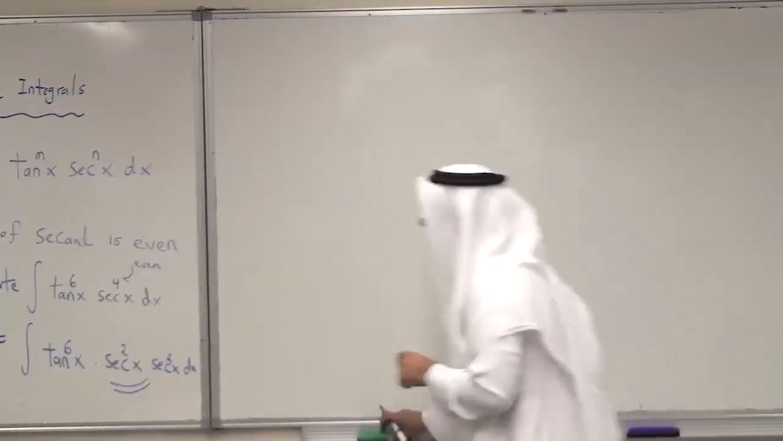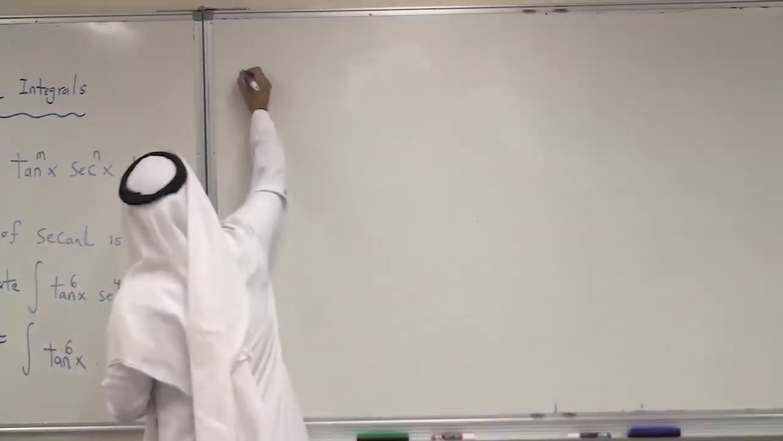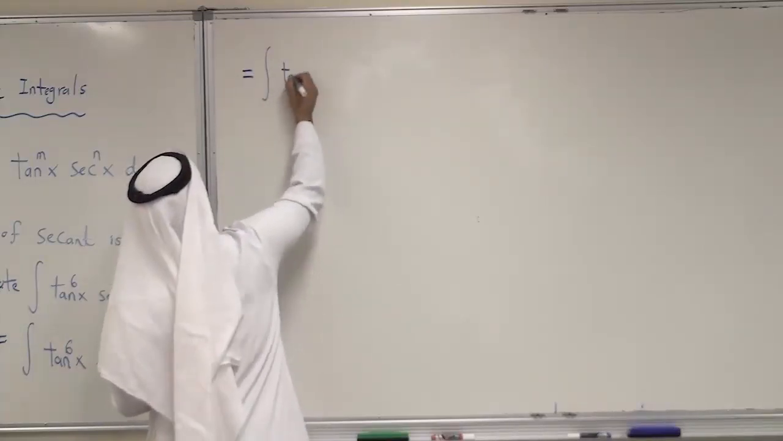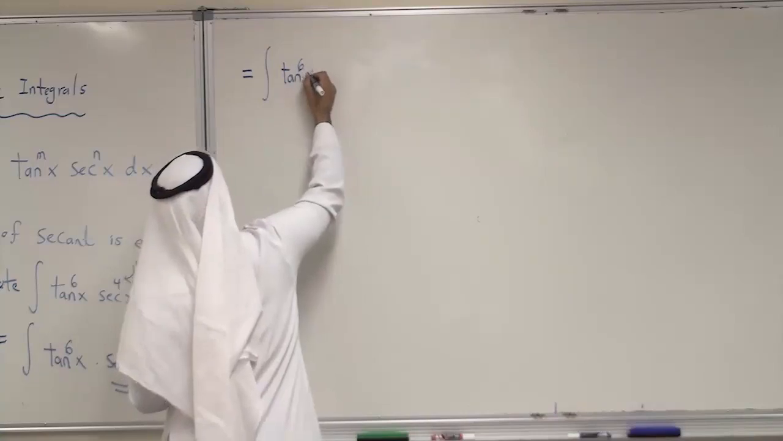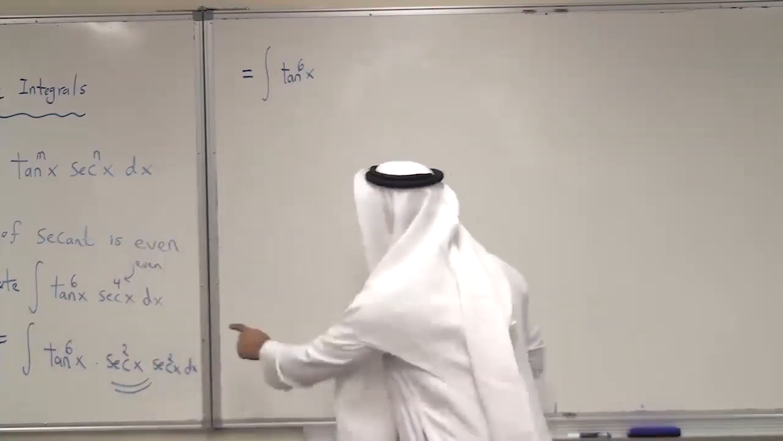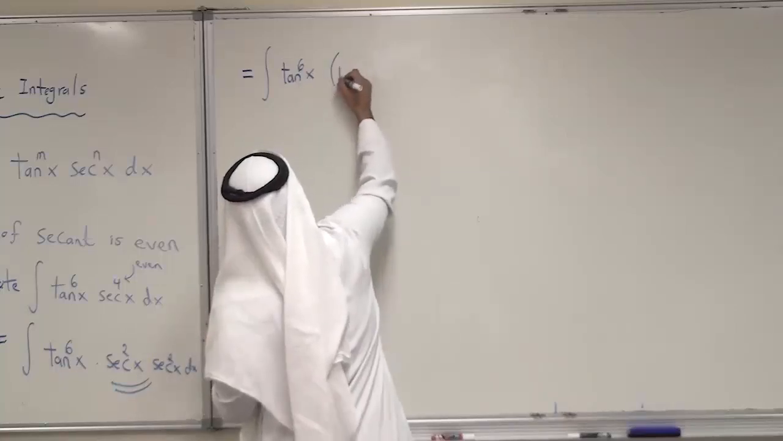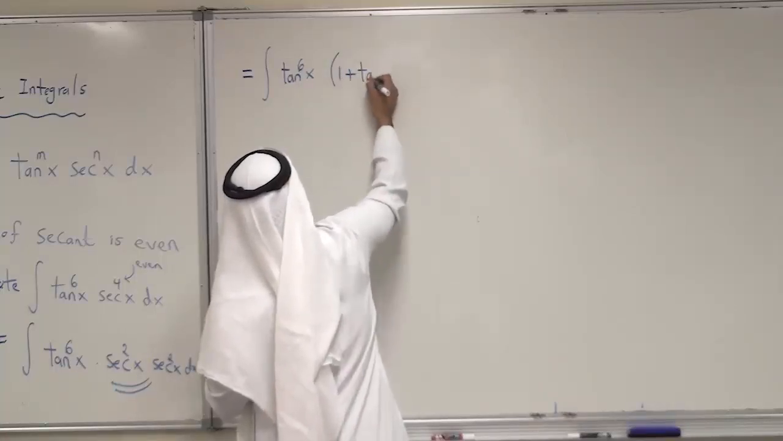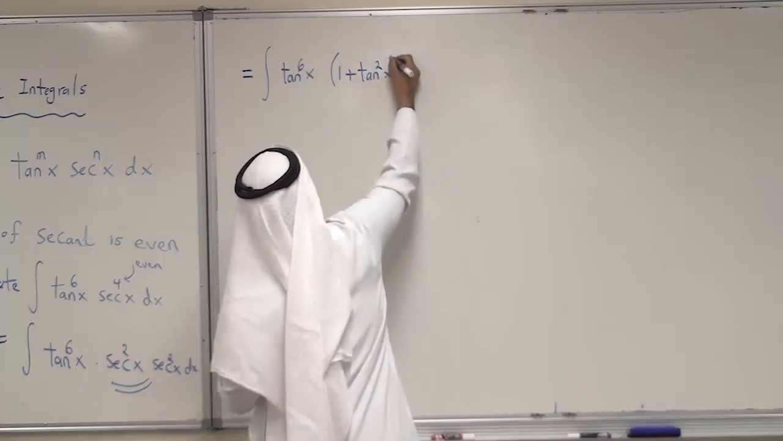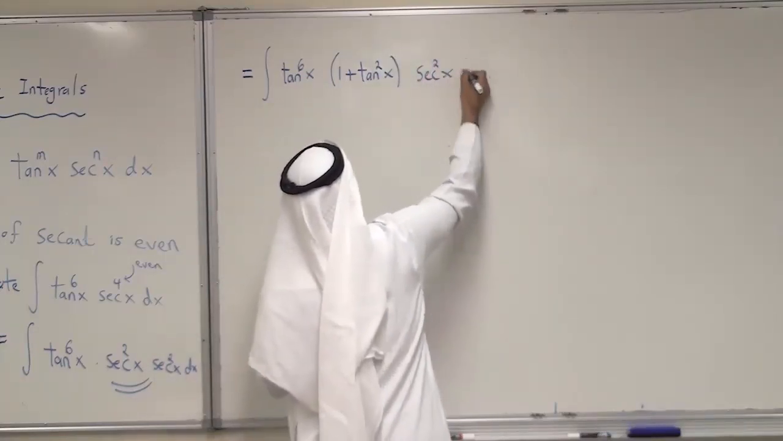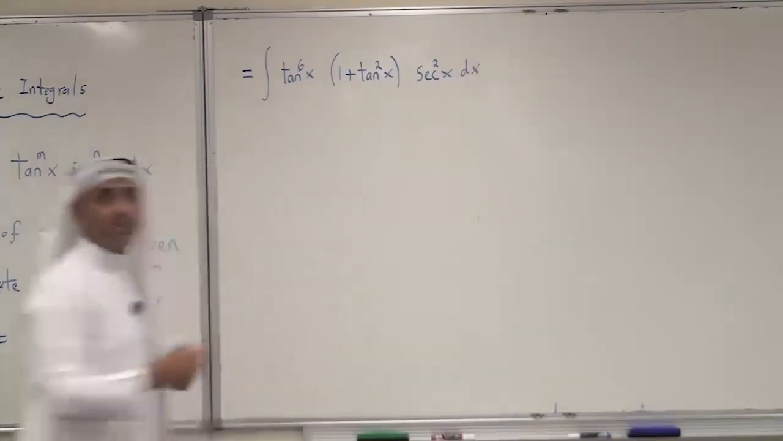After this separation of secant square, then you need to do the following. You have here tangent to the power 6 of x. Fine. What about secant squared here? Secant squared here will be 1 plus tangent squared of x. And we are saving secant squared of x dx for the substitution we will do.